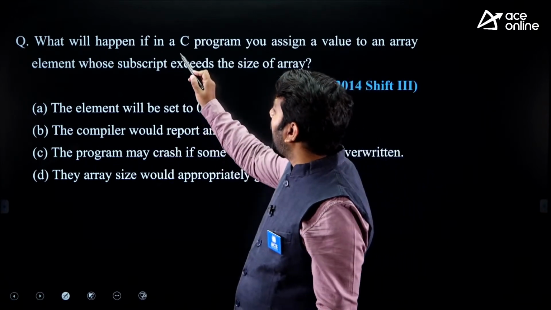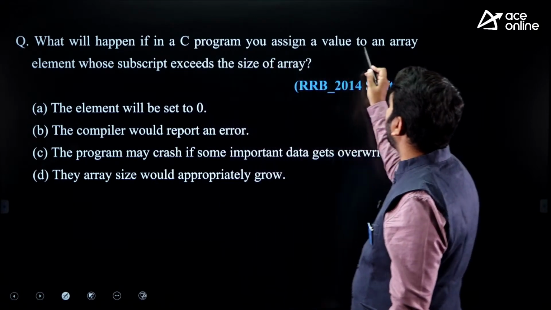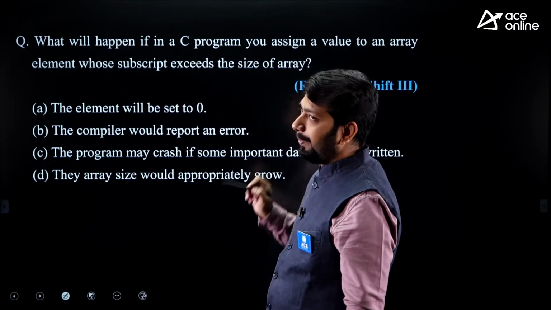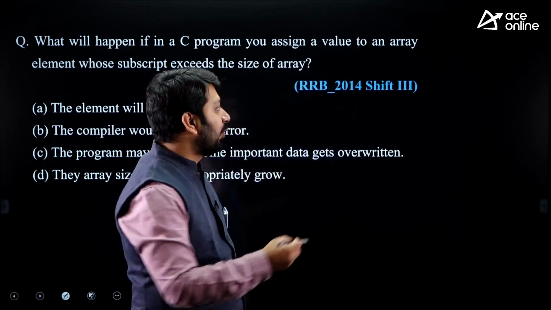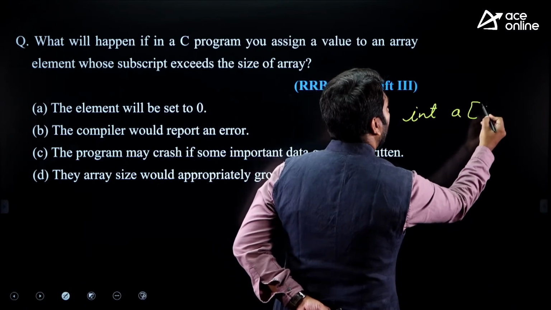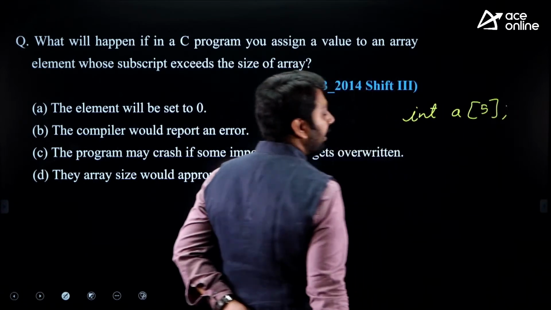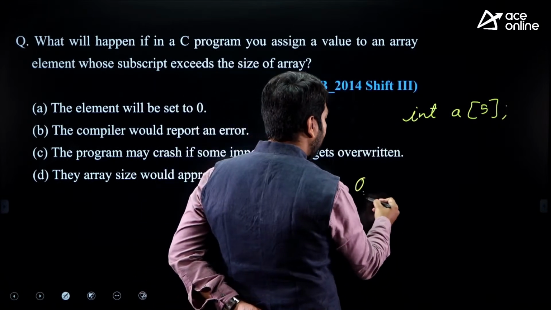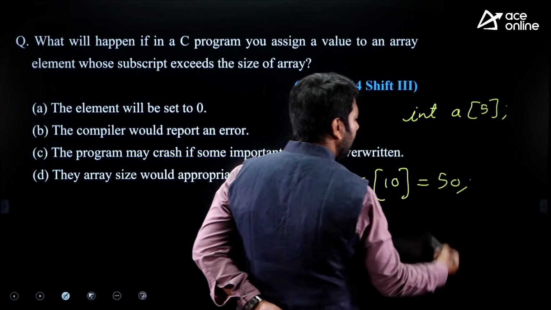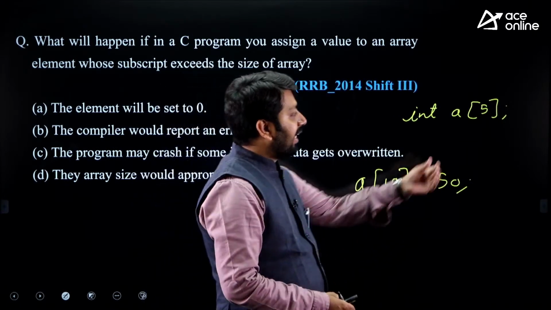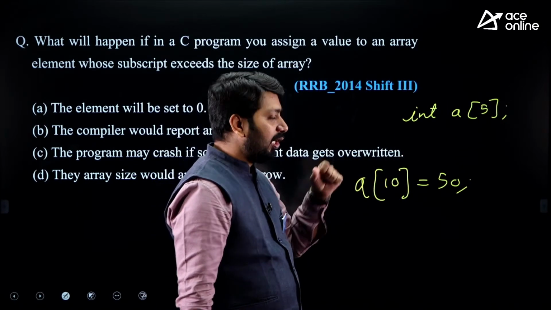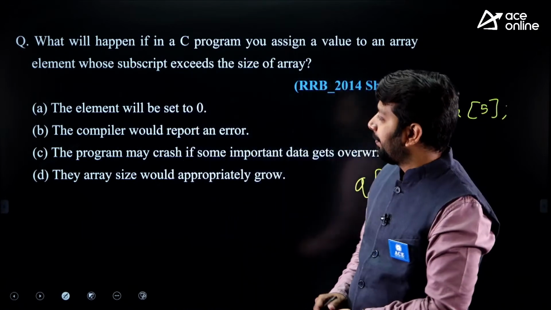Fine. What will happen if in a C program you assign a value to an array element whose subscript exceeds the size of the array? That means suppose you are declaring array int a of 5. Fine. You have declared int a of 5 and then you are writing a of 10 equal to 50. Our array index value will be 0 to 4, not even 5. But here I am trying to access a of 10. Fine. So what will happen?